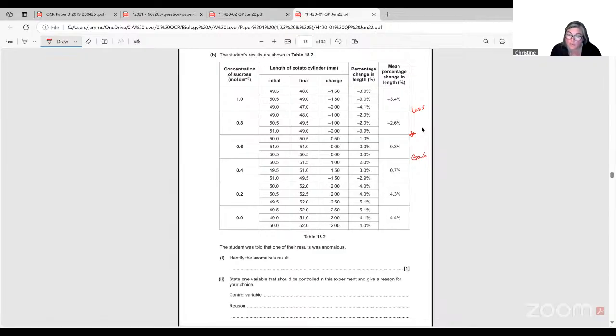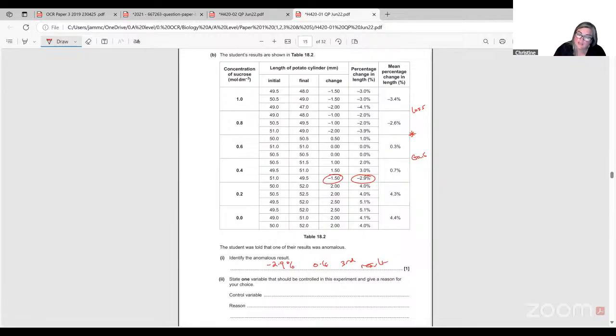They said the student was told that one of the results was an anomalous result. Right, let's see what we have got. Minus 1.5, minus 1.5, minus 2, minus 3, minus 3, minus 4.1, minus 3.9. Interesting, that's a minus. Where's there all pluses? 4, 4, 5, 5. So if I look at that, I would say that that one is my anomalous result. So my anomalous result is minus 2.9%, the third result on that one.